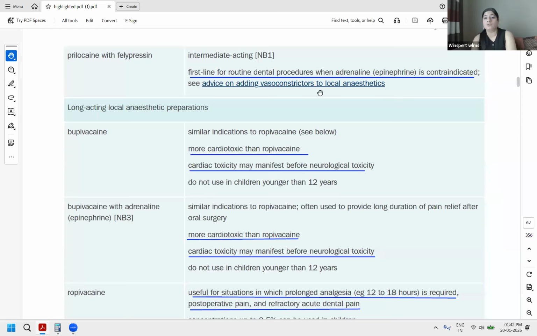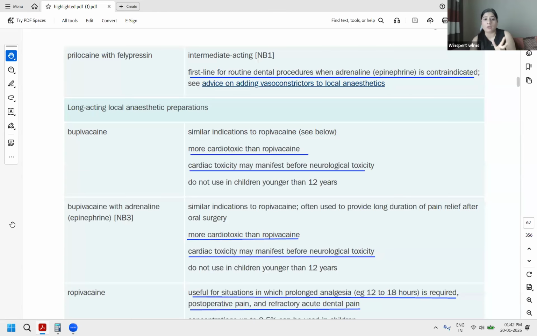Prilocaine with Felypressin is used when you cannot give adrenaline, when there is a contraindication, like metabisulfite allergies, or with a recent myocardial infarction, unstable angina, uncontrolled hypertension, or uncontrolled hyperthyroidism.